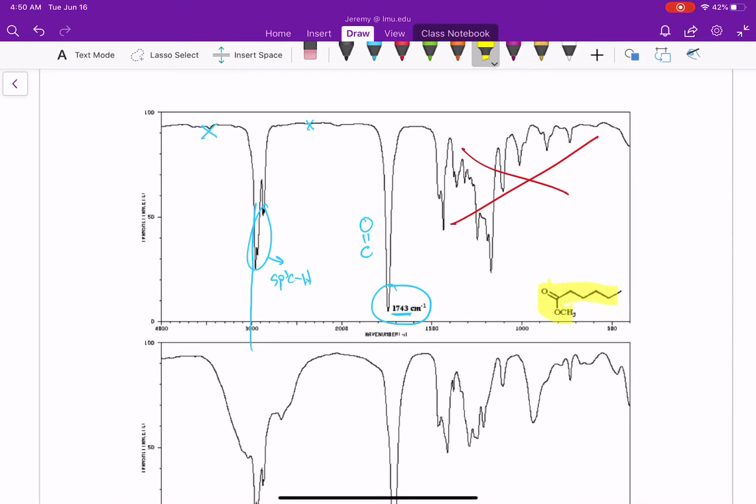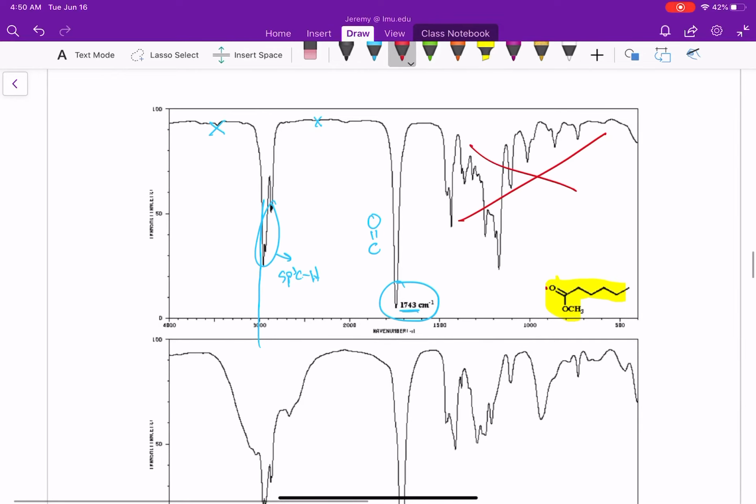And what we talked about here, esters and ketones are quite similar, so I'm going to have to give you some extra information to determine whether you have an ester or a ketone. But what you'll notice with an ester is you generally have 2 O's. The ketone might just have 1.